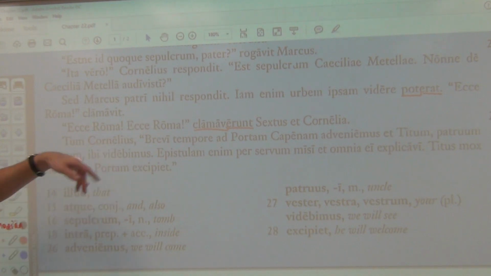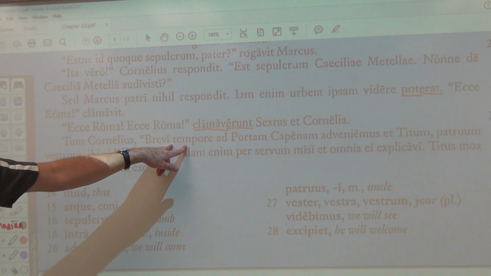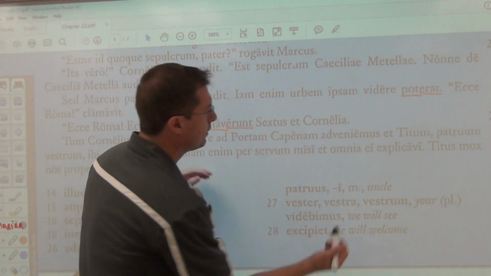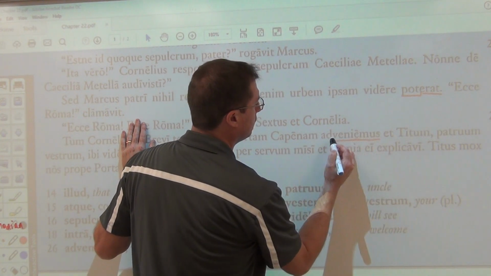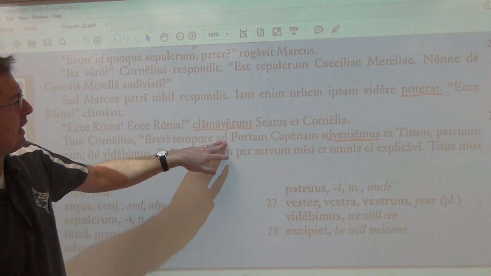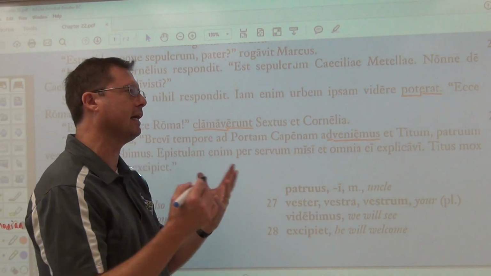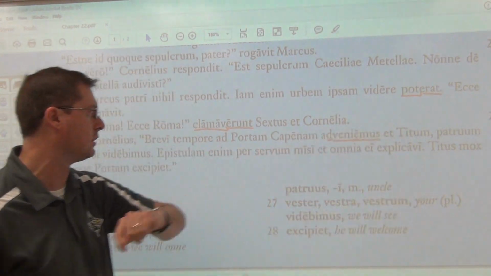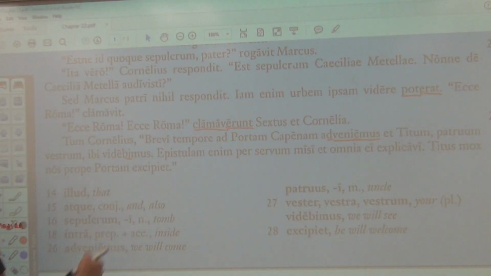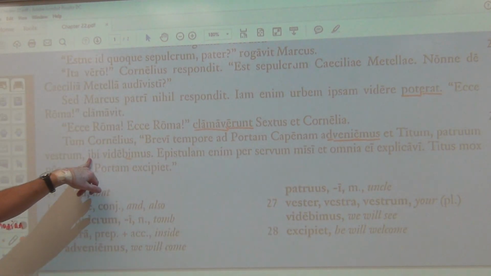Then Cornelius says, quote, in a short time, we will come to, we will arrive at the Porta Capena. This is the Capenan gate that's going to be the entrance to the city of Rome. And Titus isn't doing a darn thing. He's an accusative direct object. We will see Titus there, ibi.